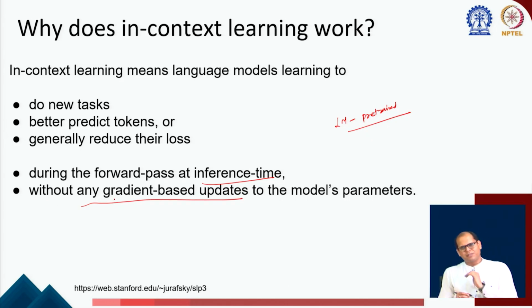Just in the forward pass at inference time, we are seeing whether the model is able to do certain new tasks. Can it predict tokens better, and in general can it reduce the loss? We are free to give things inside the prompt in the forward pass, but we are not changing model parameters at all. So how will that impact the model's performance on new tasks? Can the model do new tasks just based on what we give it as input at inference time, without changing anything in the model parameters?